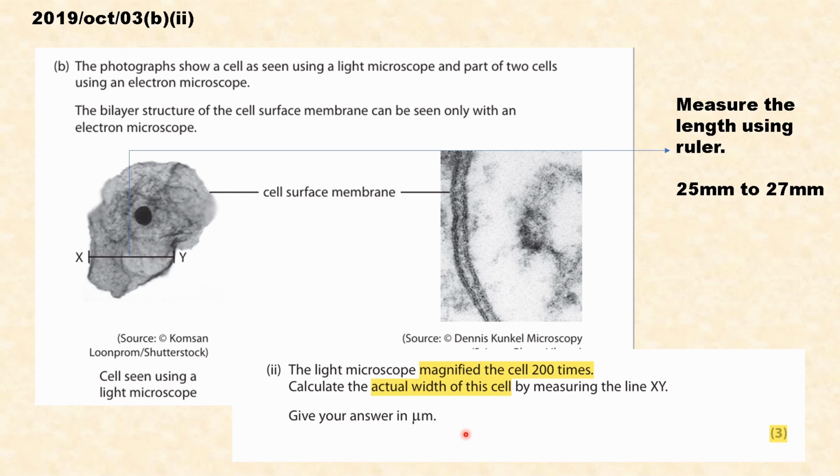Let's break this down. The question is worth 3 marks out of 80, so it's better to show a clear step-by-step process. First, just like we did before, we'll measure the length of XY using a ruler. In this case, it comes out to be around 26 mm. Remember, this value could vary slightly depending on your measurement, but let's go with 26 mm for now.